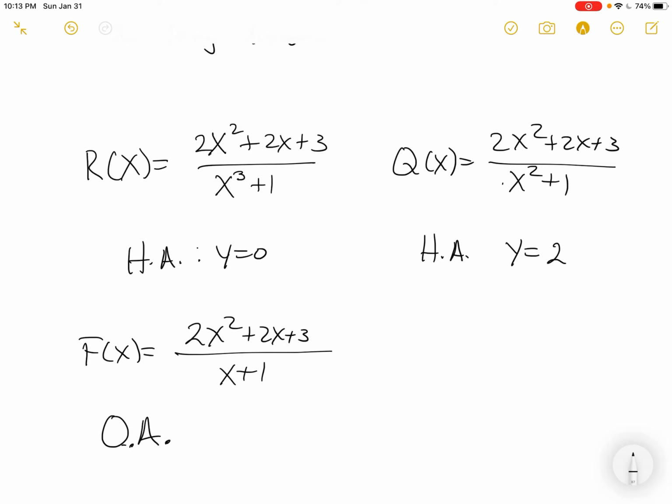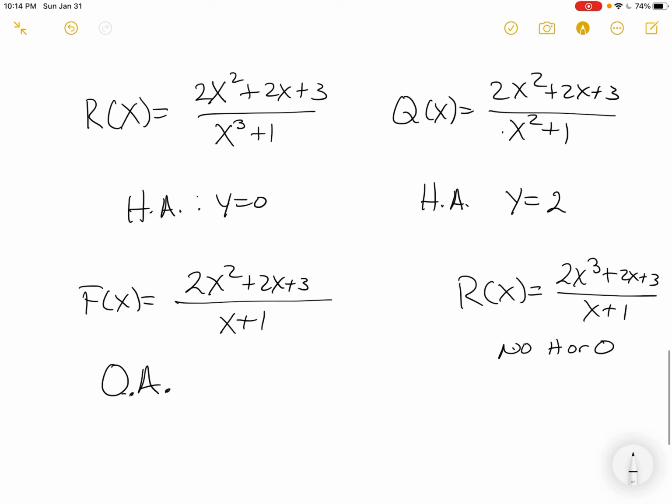Let me give you an example of something that has no horizontal or no oblique. I'll call it r of x again. 2x cubed plus 2x plus 3 all over x plus 1. Notice that the degree of the numerator is bigger, so it's not horizontal, because horizontal needs either the bottom to win or to be tied in terms of a degree comparison. It's not oblique because it's not exactly one bigger. We wouldn't list any horizontal or oblique. Oblique asymptote is a line. Okay, so this has no horizontal or oblique. So that happens a lot.